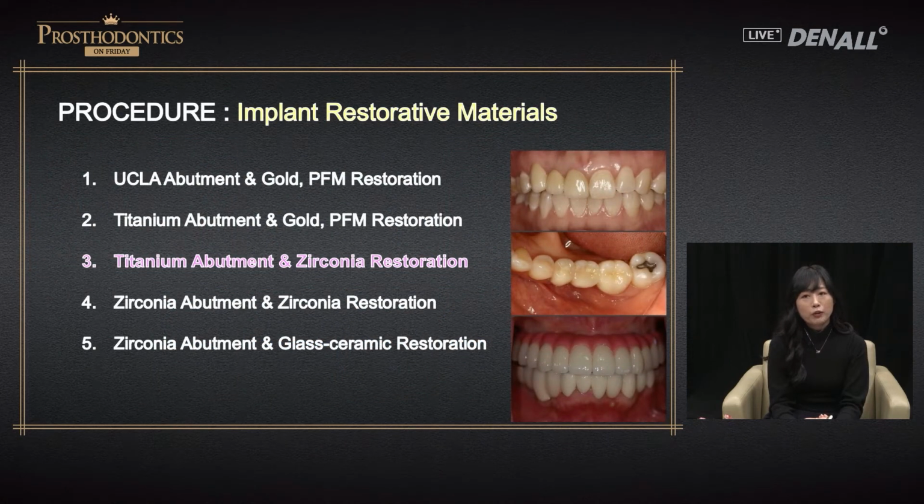Next, I'm going to talk about titanium abutment and zirconia restoration cementation procedure. For zirconia restoration, in general, resin cement is used for cementation. Unlike glass ceramic, during inner surface treatment, it is not etched with hydrofluoric acid. So, CoJet or Rocatec system is used for sandblasting.